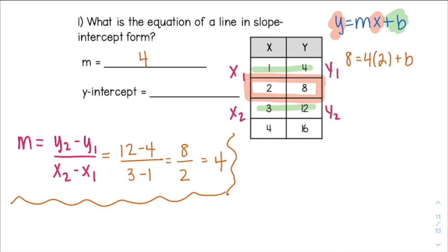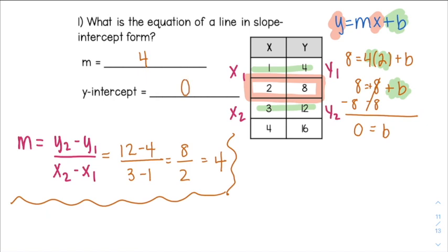Now I'm just going to simplify, so I'm going to multiply here. I'm going to get 8 equals 8 plus b. Remember, we're trying to isolate our b value, so that means we have to take everything away and put it on the other side. So if this is a plus 8, I have to subtract 8 from both sides. Using my inverse operations, I get b equals 0.